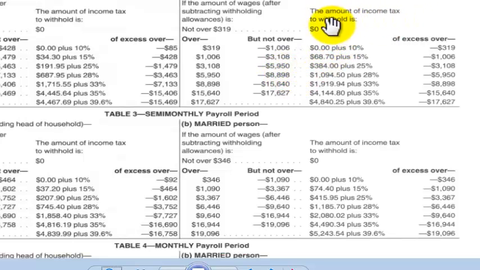The amount of income tax to withhold is $68.70 plus 15% of the excess over 1,006. So in other words, we know we've got to withhold $68.70, and then what we're going to do is calculate the rest. We've got to withhold 15% of any pay over 1,006. Okay, so first let's calculate that part, and then we'll add in the $68.70.